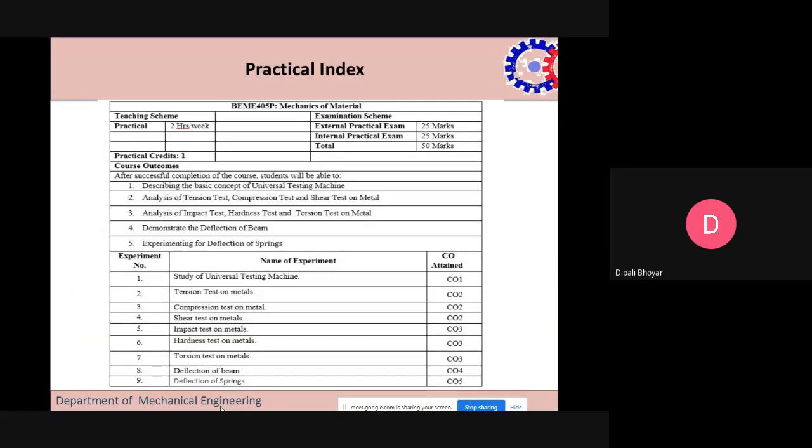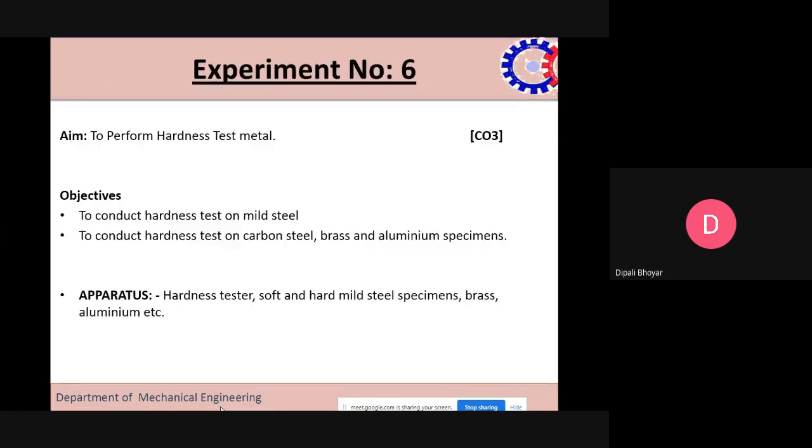So today we are going to discuss experiment number 6, which is the hardness test on the metal. It comes under course outcome 3, which is the analysis of a hardness test on the metal. So let us see what is the aim of today's experiment. The aim is to perform the hardness test on the metal.